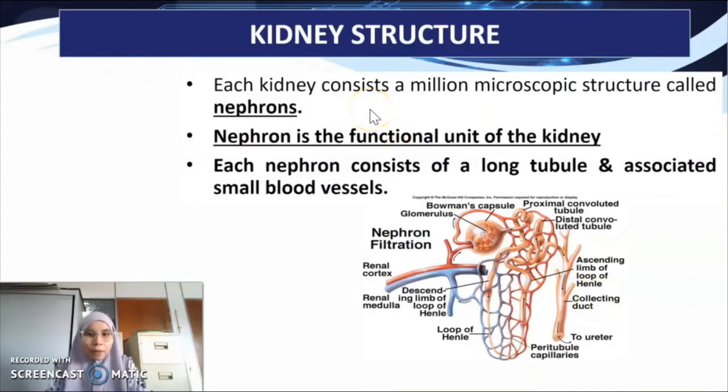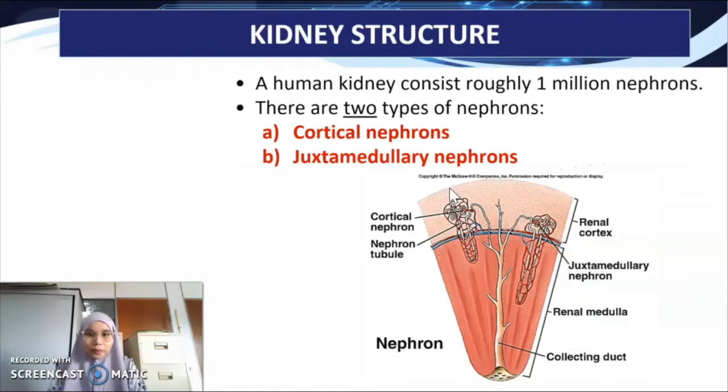Each kidney consists of millions of microscopic structures called nephrons. Nephron is the functional unit of the kidney. Each nephron consists of a long tubule and associated small blood vessels. A human kidney consists of roughly 1 million nephrons.